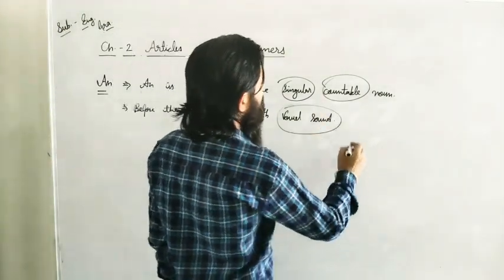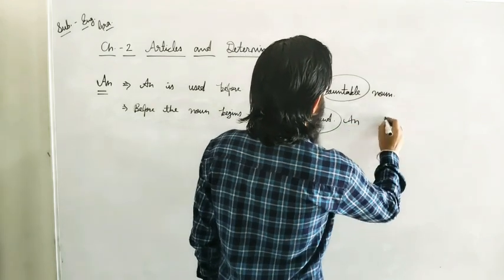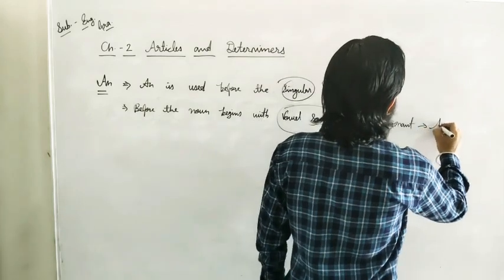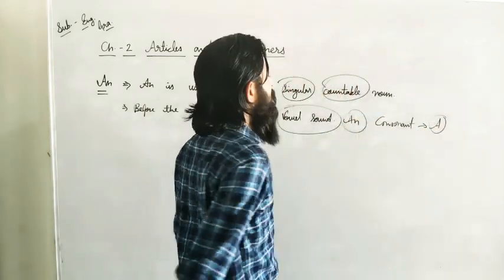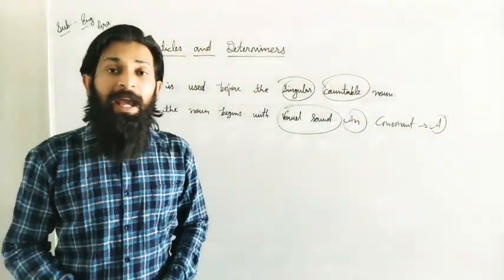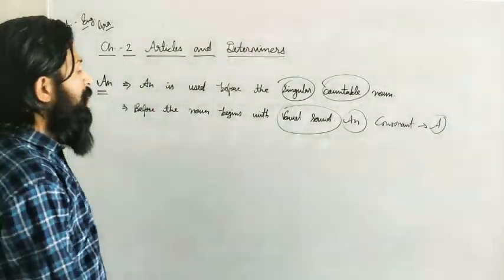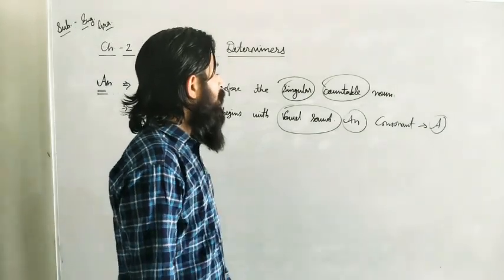If a vowel sound is there, then you have to use 'an', and if a consonant sound is there, then you have to use 'a' as an article. That is the major difference between 'a' and 'an'. Here we will talk about 'an'. 'An' is used before a singular countable noun, before a noun that begins with a vowel sound.